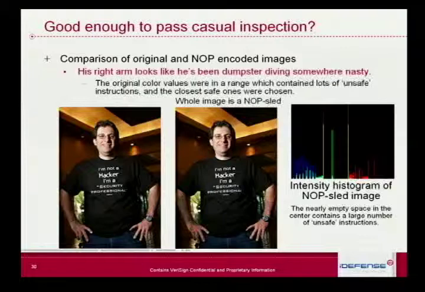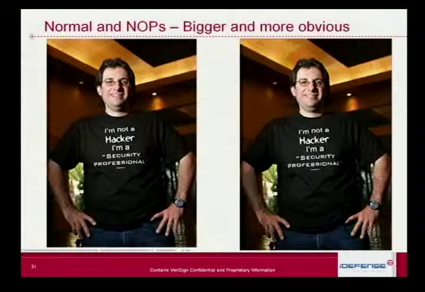Let's actually blow that picture up and look at it bigger. So the one on the left is a regular image. The one on the right is a NOP sled, and you can see the quality is degraded. And in specific, things that stand out, look at his arms. Like his right arm looks like he has some nasty prison tattoo on it.